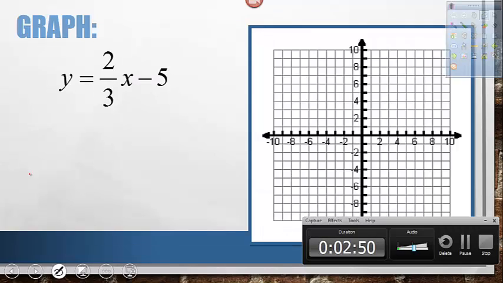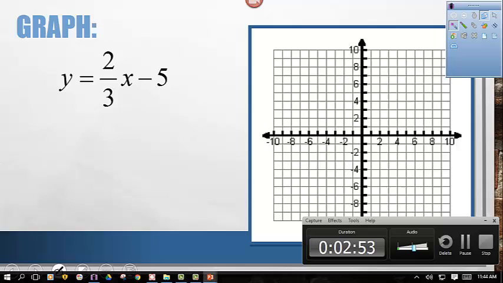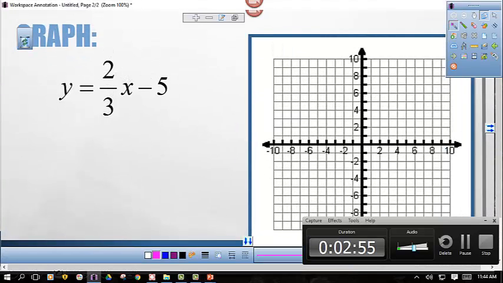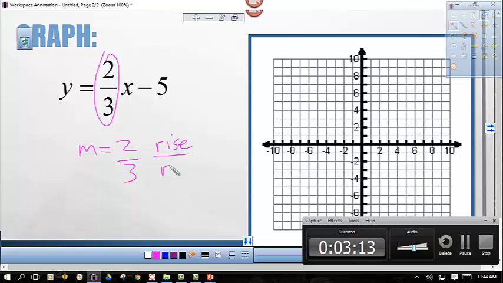Again, this is something that you have seen before, and I'm going to go through this relatively quickly. The first thing you need to remember is y equals mx plus b, where m represents your slope. So my m is equal to 2 over 3. That means the 2 is your rise, and the 3 is your run. So if you rise 2, or go up 2, you will run, or go left and right, 3.